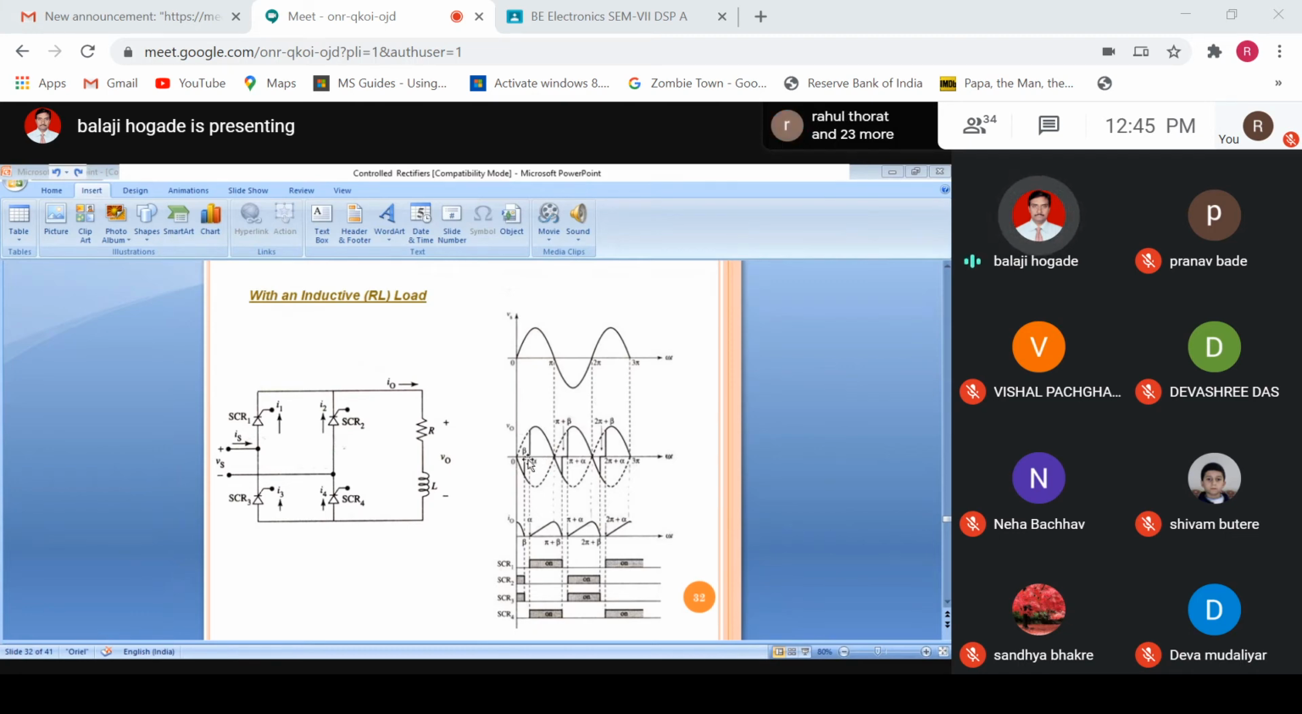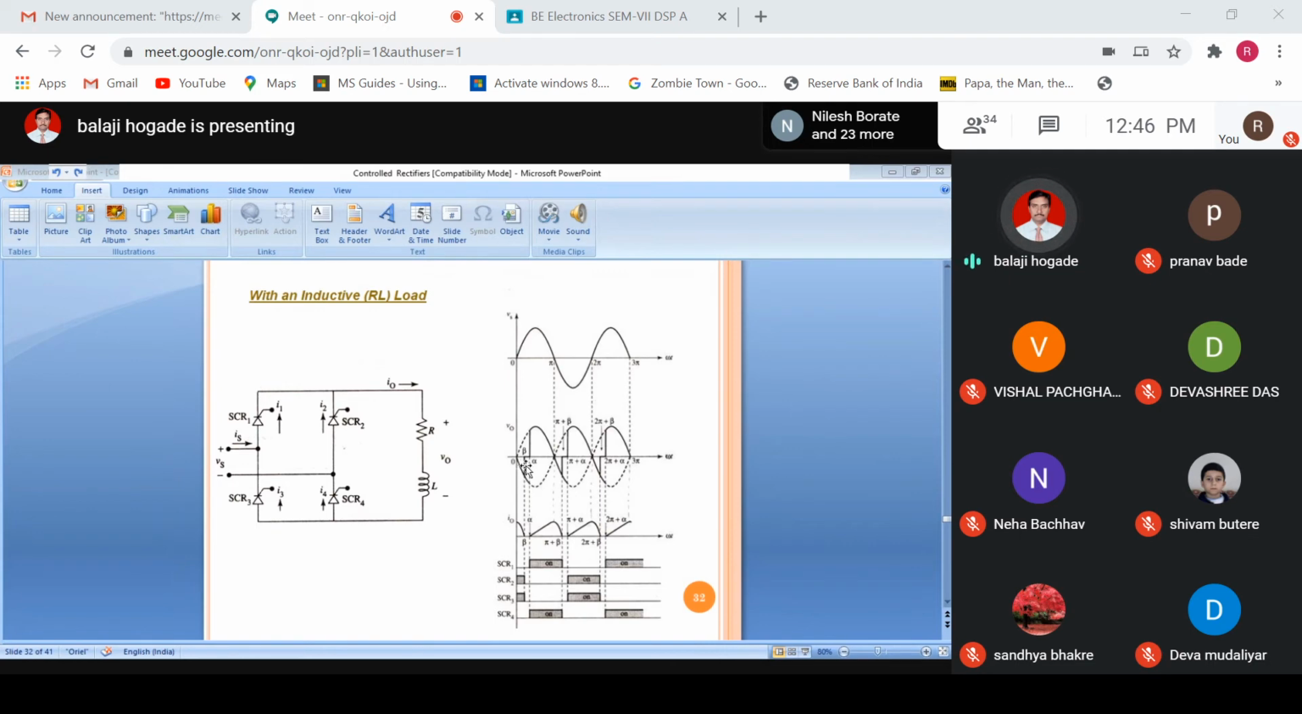If you see the difference between the previous output voltage waveform and this output voltage waveform, that is of inductive and resistive load, in case of pure resistive load, this negative voltage was not there. As we have already seen in case of center type configuration, if the load is inductive, there will be negative voltage in the load, which indicates that the power is flowing from the load to the source. Actually, the power in this duration is negative because voltage is negative, current is positive. The product of positive into negative is negative.